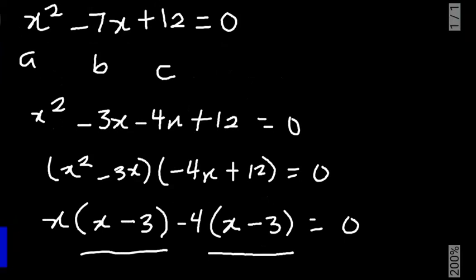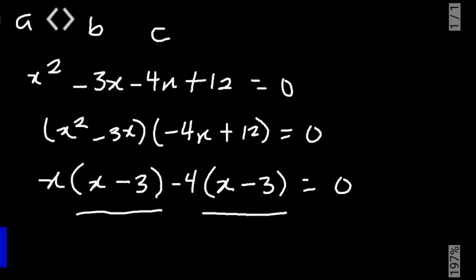X multiplied with x will give us x squared. X multiplied with minus 3 will give us minus 3x. Minus 4 multiplied with x will give us minus 4x. Minus 4 multiplied by minus 3 will give us plus 12. So we are correct, equals to 0.